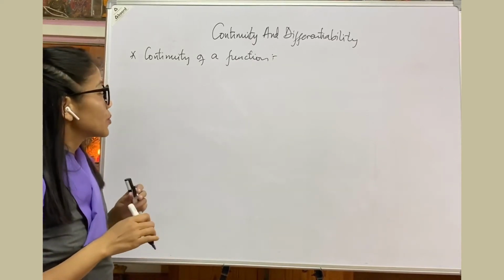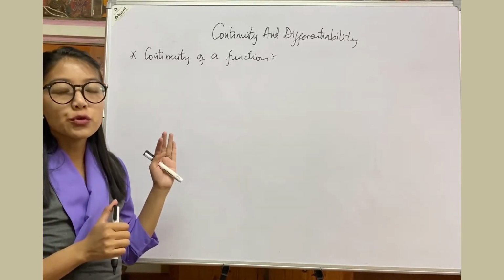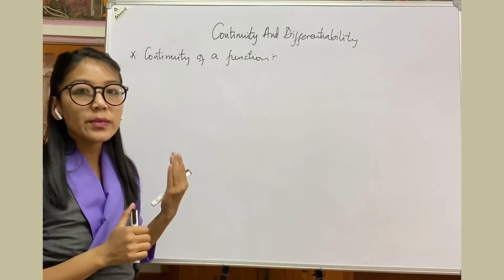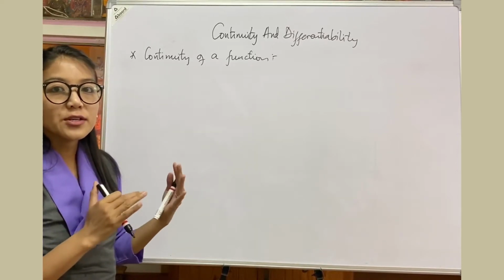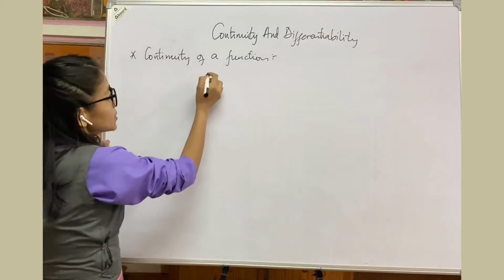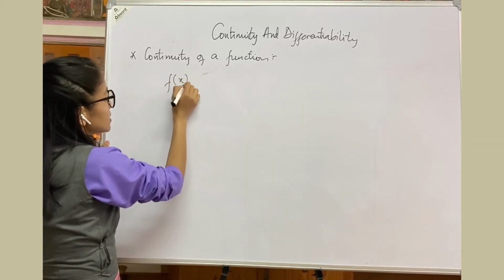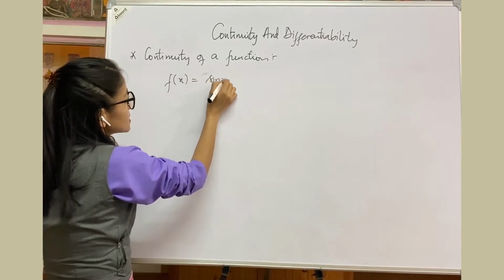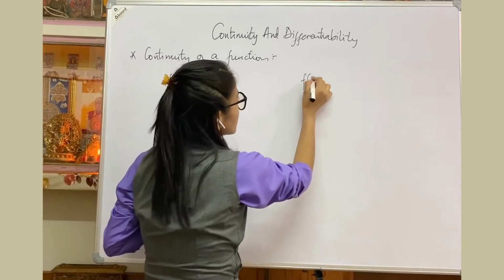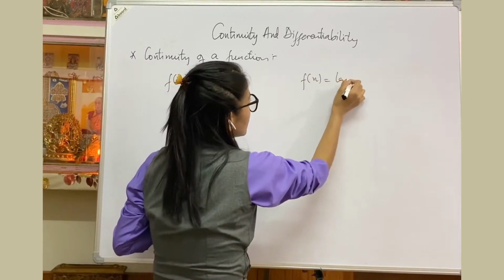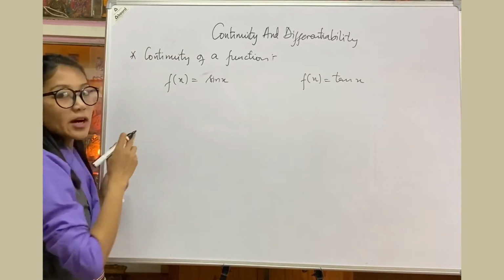Before defining the continuity of a function, first I will try to show you graphically what we mean by the continuity of a function, or when we say that a function is continuous. I'll take two examples. I will take sin x, the function sin x, and we'll take another function, tan x. You know the graph of sine.